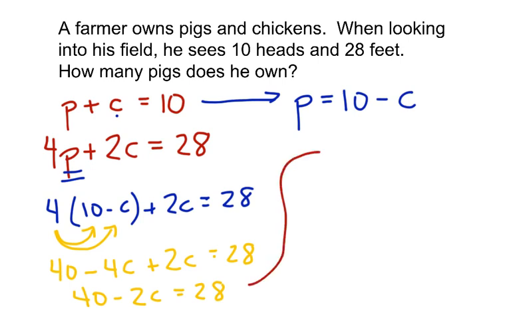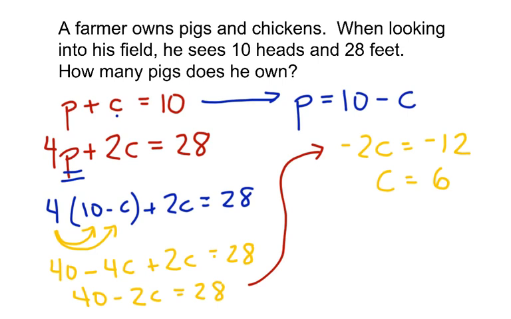I'm going to move over here to finish this thing up, and I'll stick with the yellow. Well, if I subtract 40 from both sides, I'll see that negative 2C is equal to negative 12. Divide both sides by negative 2, and C is 6. That tells me I have 6 chickens.